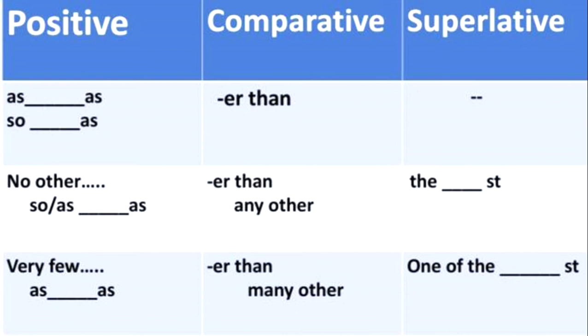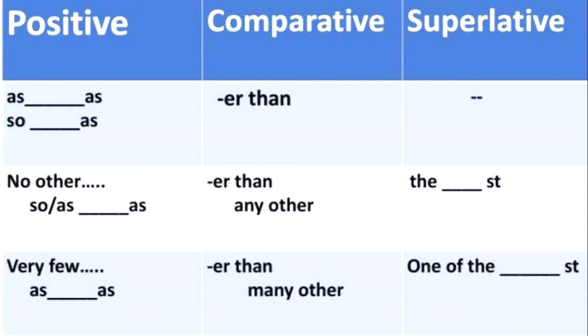The next one, we go with the second type now. No other. If it is a positive degree, it starts with no other and in between we have so or as, adjective, as. If it is a comparative degree, we will have adjective plus er then any other. Superlative, the, adjective plus est. Third type, very few. The sentence starts with very few and continues as, adjective, as. Comparative, adjective plus er than many other. Superlative, one of the, adjective plus est.